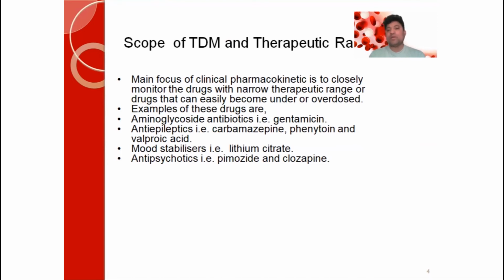The main focus of clinical pharmacokinetics is to closely monitor drugs with a narrow therapeutic range, or drugs that can easily become under- or overdosed. For example, aminoglycosides comprising the drugs gentamicin, kanamycin, streptomycin, then anti-epileptic drugs carbamazepine, phenytoin, and valproic acid, the mood stabilizer lithium citrate, and the antipsychotic drugs pimozide and clozapine. These drugs have a very close or narrow therapeutic range, and they become toxic right away, or they may remain underdosed. So we have to monitor their concentration inside the body of the patient to maintain the therapeutic range, or keep the concentration of the drug in between the therapeutic range to obtain maximum pharmacological effect.